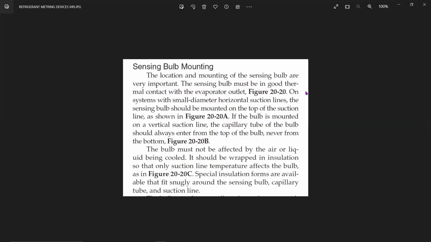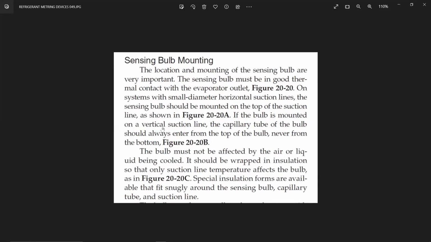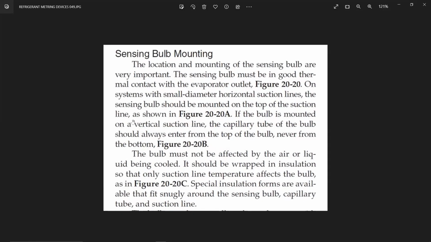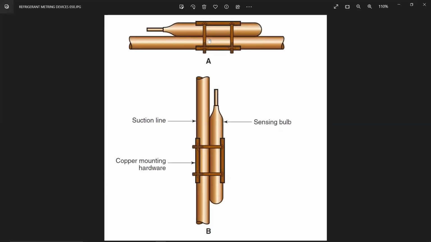Now, location of the sensing bulb. ये अभी आपके वार्ड सर का काफी अच्छा क्वेश्चन है about where the sensing bulb is located. Now, the sensing bulb's location is very important. The bulb must be in good contact with the evaporator outlet, and how it is secured also कभी कभी पूछता है. So on systems with a small diameter horizontal suction line, the sensing bulb should be mounted on top of the suction line, as shown in figure 20A. ये देखो, ये small suction line है, तो हमेशा on top of it, on the horizontal axis, right on top. ठीक है.